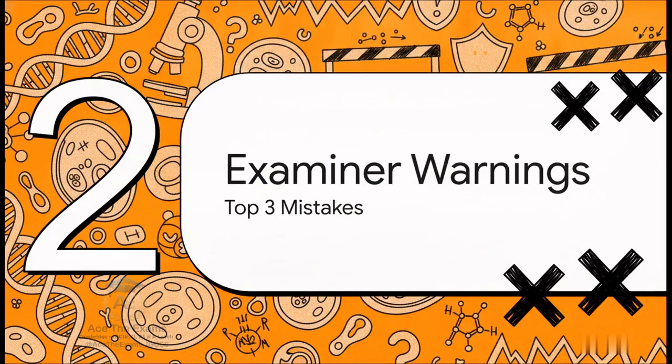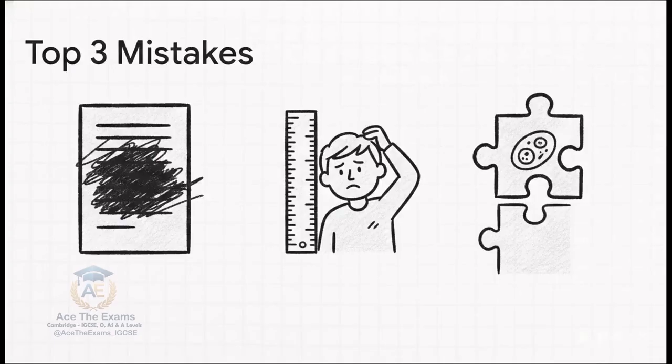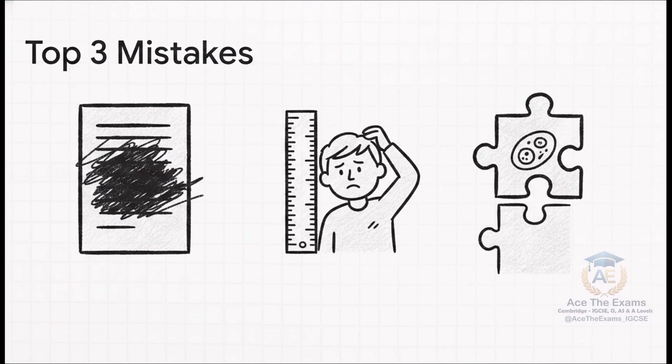Moving into Section 2, Principal Examiner Warnings. Let's look at the top mistakes that catch students completely off guard every single year. You want to avoid these 3 critical pitfalls at all costs. Number 1, vague answers. Number 2, forgetting to check your units and terminology. And number 3, this is a big one, failing to anchor your biological facts to the actual context of the question.